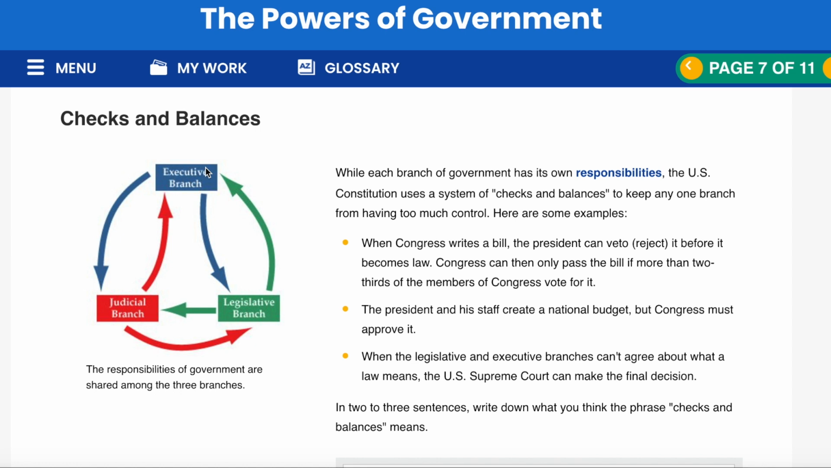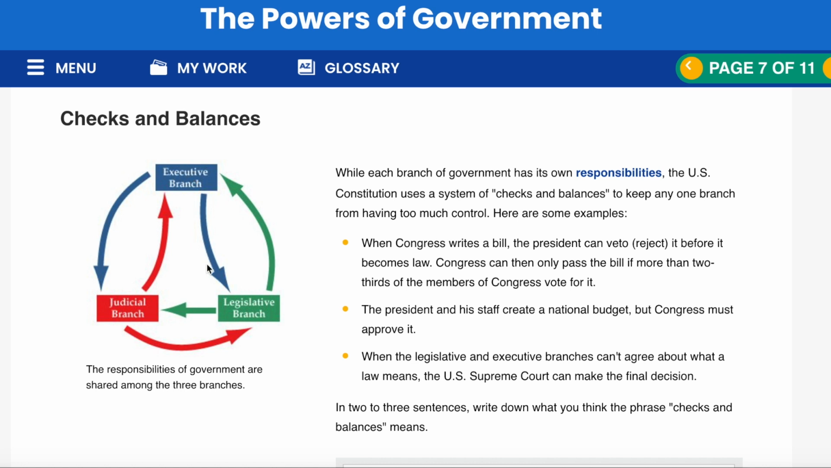If he or she vetoes it, it goes back to the legislative branch. Now, the Congress can then only pass this bill, even if it's been vetoed by the executive branch, if it's passed by 2/3 of the members of Congress. Next, the President and his staff create a national budget, but then Congress must approve it before it comes into action. So the executive branch creates a budget, sends it to the legislative branch, and it is either accepted and put into action, or denied and sent back to the executive branch to be revised.